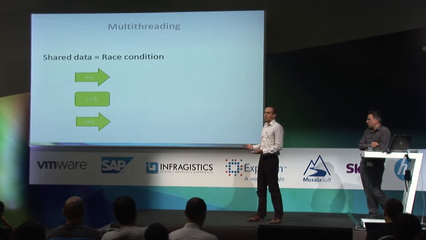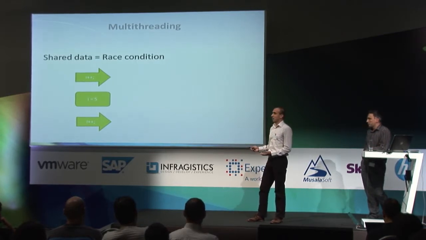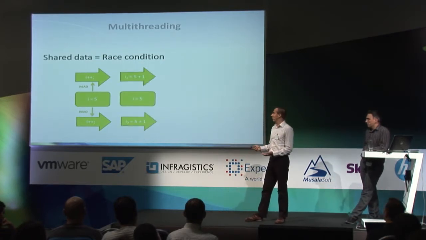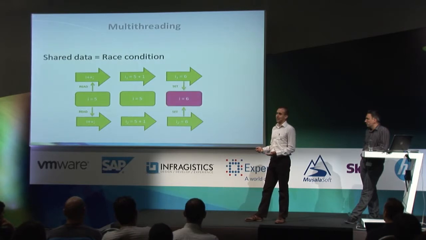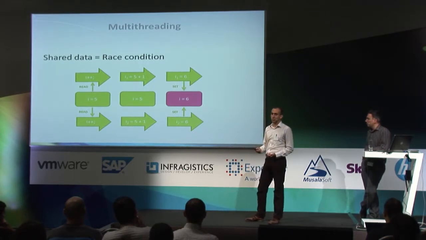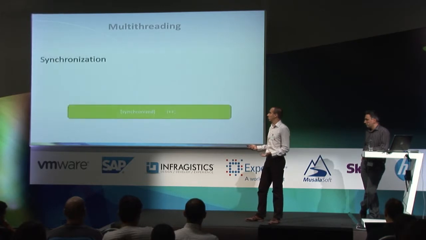When we have two threads working in parallel on a shared data object, they read the value in parallel, increment it in parallel, and then set it back to the data object. That causes errors when we have no synchronization between them. So the first thing we can do is to make the code synchronized.